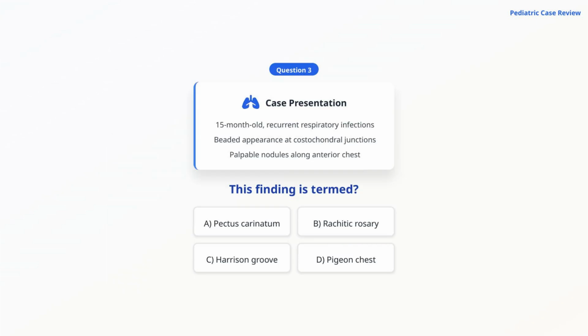Case 3. A 15-month-old with recurrent respiratory infections is examined. The physician notes a beaded appearance at the costochondral junctions with palpable nodules along the anterior chest wall. Question: what is this clinical finding termed?